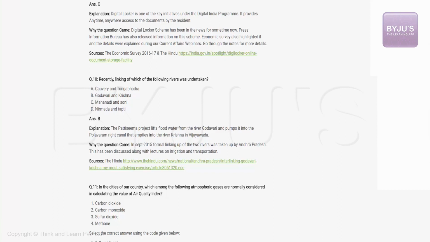Alternatively, you might know for sure that sulfur dioxide and carbon monoxide should be there. So options 2 and 3 should be there, in which case you'll be able to eliminate only C. You'll be left with 3 options. But if you know one more important piece of information, that carbon dioxide won't be there, then the answer becomes very easy. Okay.